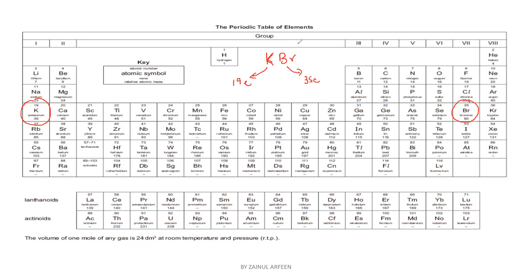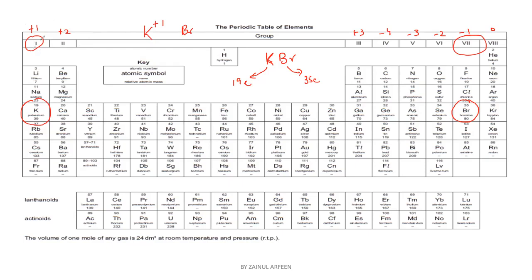This is for atoms. But when an ionic compound is there, what happens? It's not between the atoms, it is between the ions. So potassium, as it belongs to group 1, will form a potassium ion with a charge +1, and bromine belongs to group 7. As we know, the valency for group 1 is +1, group 2 is +2, group 3 is +3, group 4 is -4, group 5 is -3, group 6 is -2, group 7 is -1, and group 8 is 0.